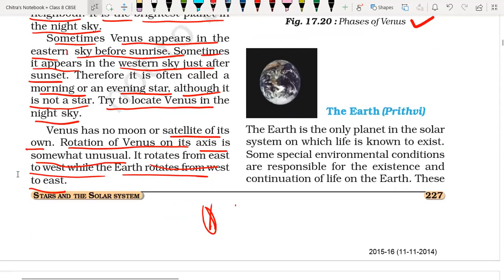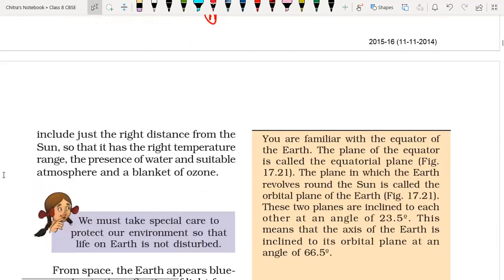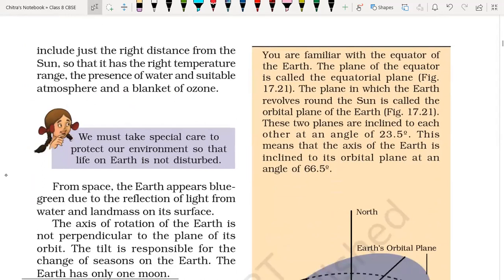Then we have the Earth. Earth is also called Prithvi. The Earth is the only planet in our solar system on which life is possible. Some special environmental conditions are responsible for the existence of life on Earth. These include just the right distance from the sun. This is the first reason, so that it has the right temperature.